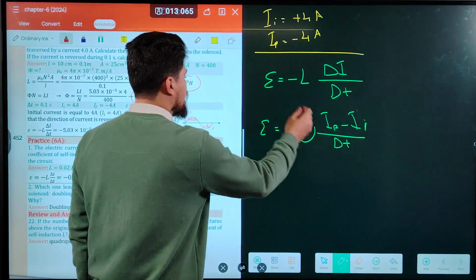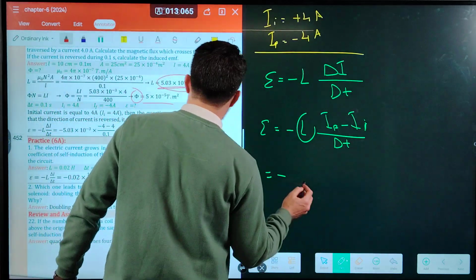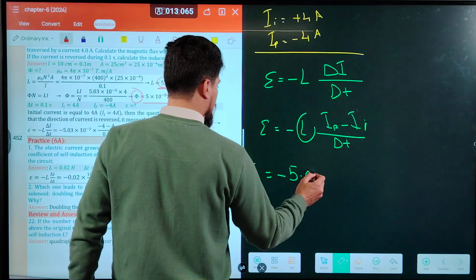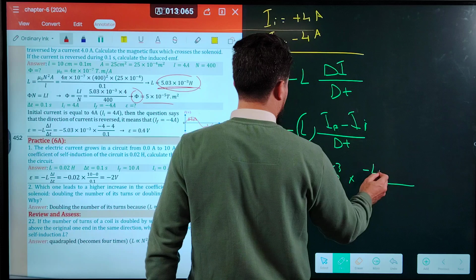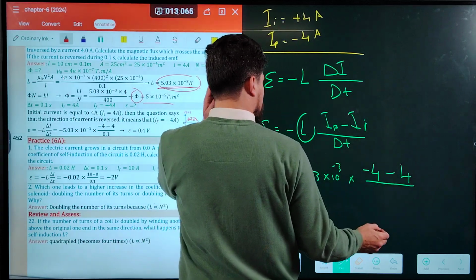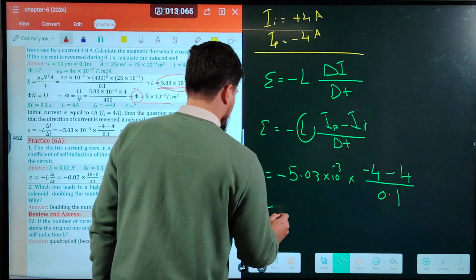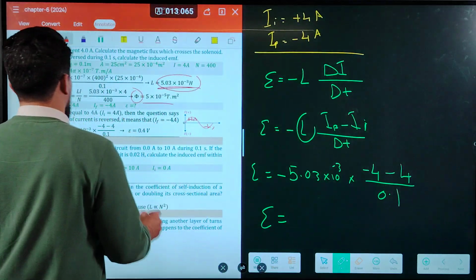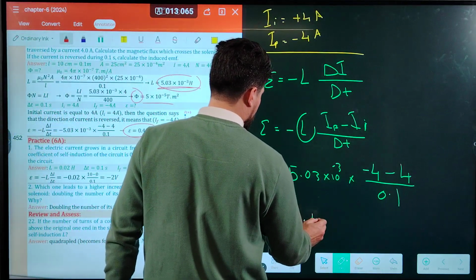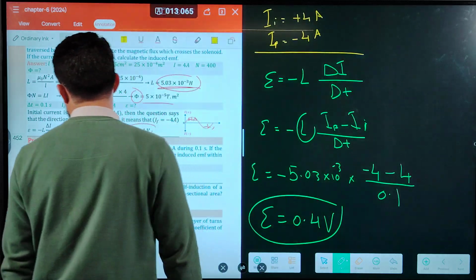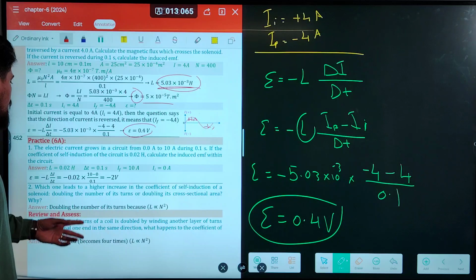EMF negative. Do we have L? We didn't have it, but we found it. We can use the same value: 5.03 times 10 power negative 3 times I final negative 4 minus I initial positive 4 divided by time 0.1 second. EMF is equal to 0.4 volt. This is the induced EMF that is created by changing the direction of the current.